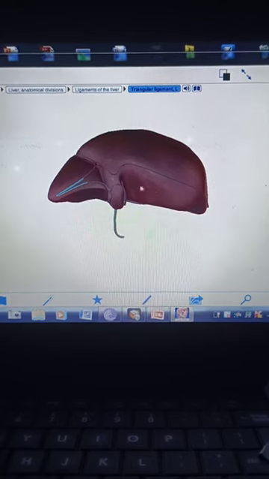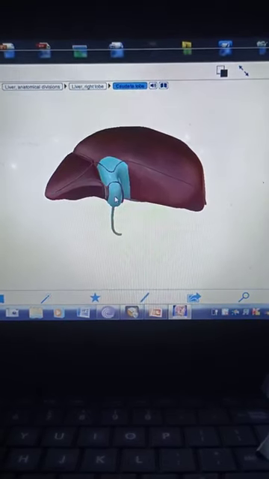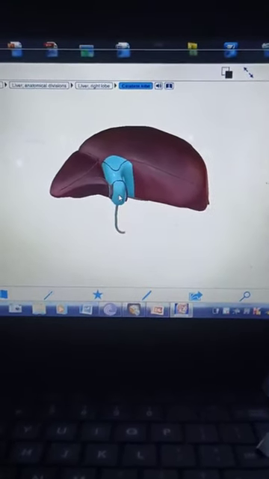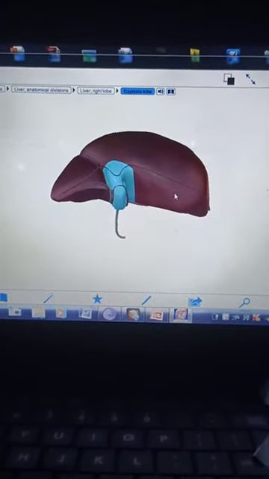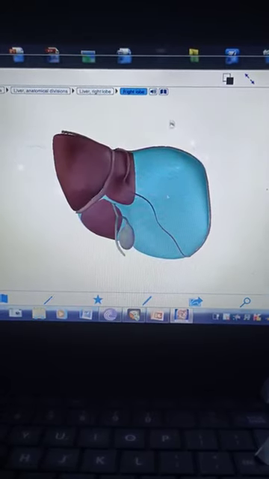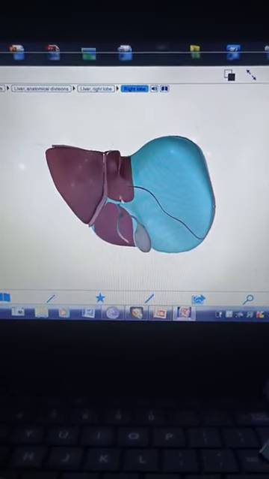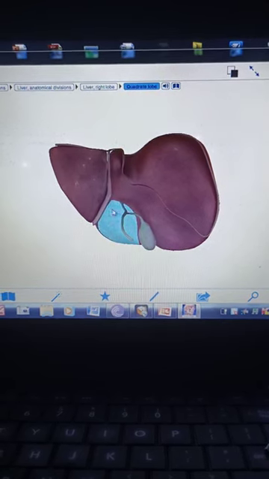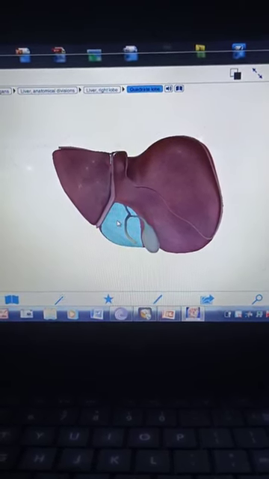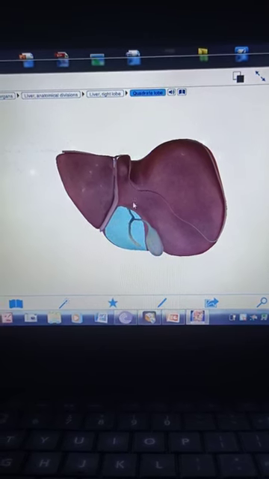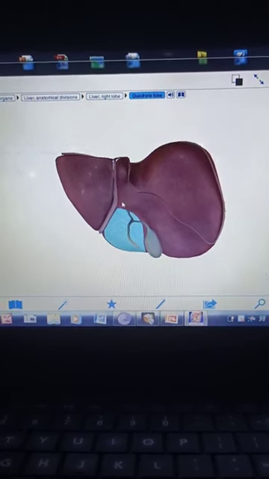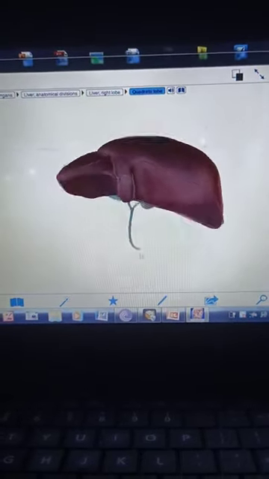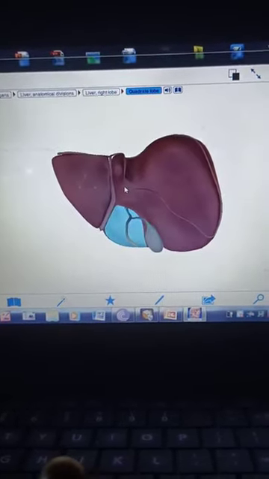So on the posterior surface we can see another lobe, which is called the caudate lobe. The caudate lobe belongs to the posterior aspect. Then when we move to the inferior surface, this is the inferior surface, having the quadrate lobe. So the quadrate lobe is present on the inferior surface, whereas the caudate lobe we see on the posterior surface.